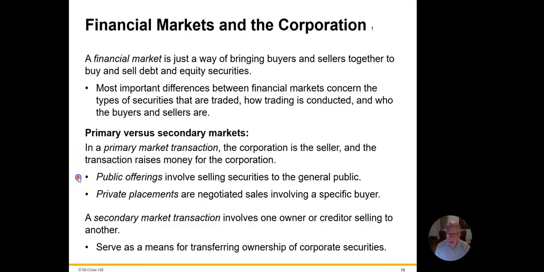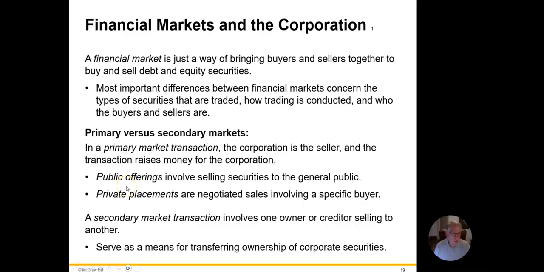And these public offerings involve selling securities to the general public, a publicly traded company subject to SEC and SOX and that kind of thing. But also there's private corporations, and they're negotiated, in this case, sales involving a specific buyer. And that can be either for a publicly traded company or a privately traded company. So these private placements are negotiated sales involving a specific buyer.